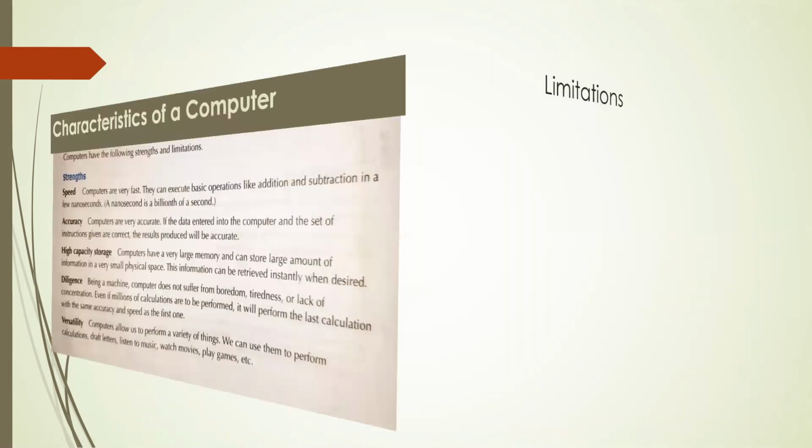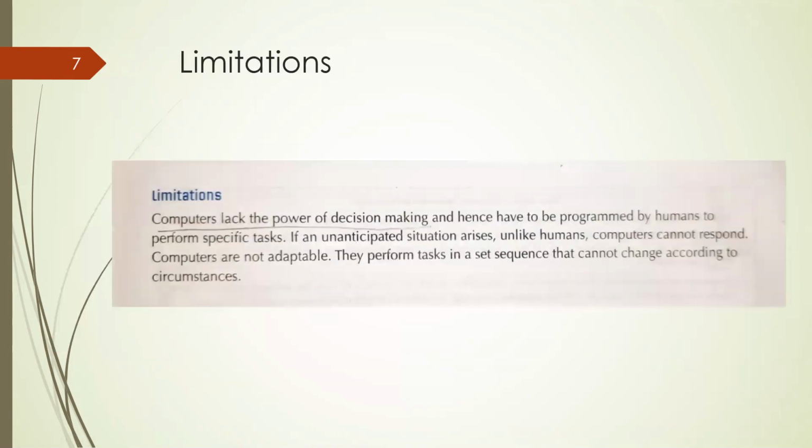Limitations. What are the limitations? Computers lack the power of decision making and hence have to be programmed by humans to perform specific tasks. The limitation of a computer is the lack of the power of making decisions. The computer cannot take any decision.